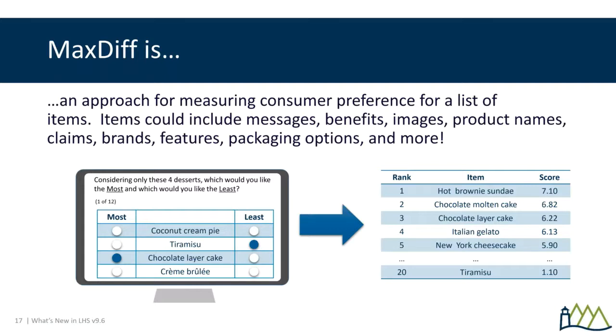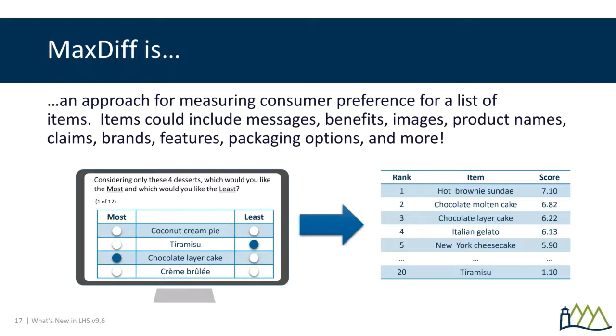And then from one click of a button, we actually figure out how respondents feel about multiple combinations, right? Because when somebody selects the chocolate layer cake as the dessert they're most likely to choose, we know that it's better than the coconut cream pie, the tiramisu, and the creme brulee. And when they tell us that the tiramisu is the least preferred, we know that it's worse than the coconut cream pie and the creme brulee. The only combination that we don't know about is how coconut cream pie compares to creme brulee.